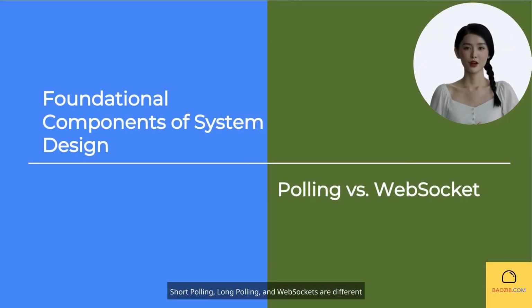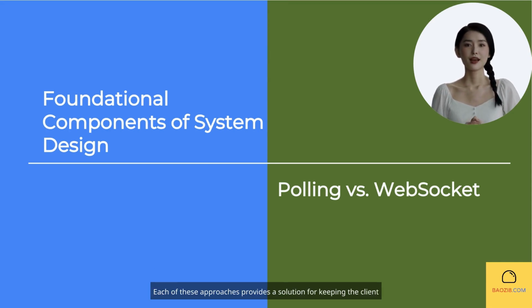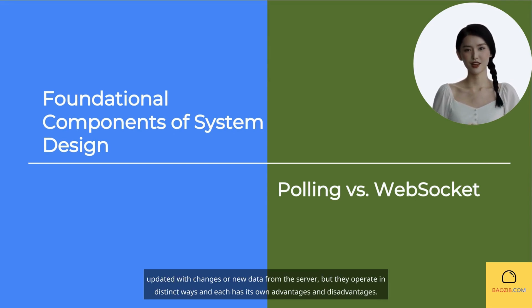Short polling, long polling, and WebSockets are different communication techniques used in web development to manage interactions between the server and client. Each of these approaches provides a solution for keeping the client updated with changes or new data from the server, but they operate in distinct ways, and each has its own advantages and disadvantages.